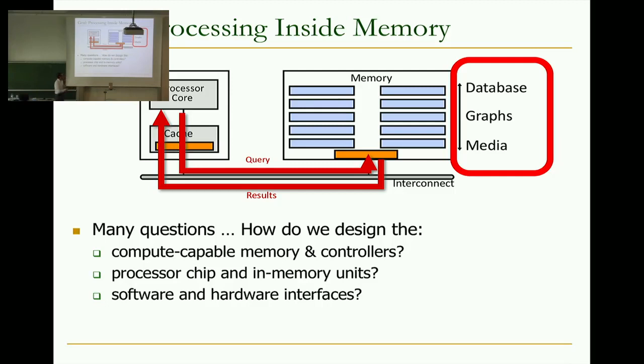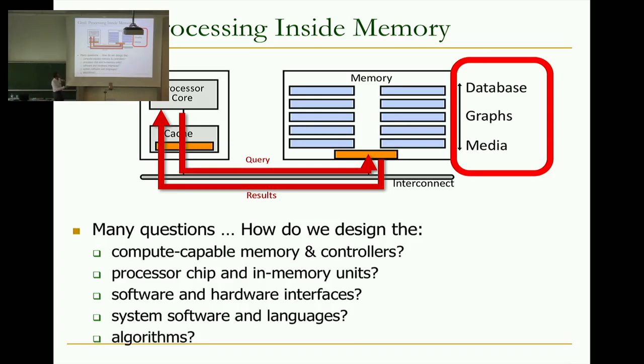On top of this, how do we design the system software and languages? Because you need to be able to write code and say that this should be executed in memory, potentially. Or someone designs compilers that are intelligent, that take your code and ship the code to memory. We don't have any of that today. And on top of that, maybe if you have computation capability over here, your algorithms need to change. And I actually believe that your algorithms need to change if you want to take advantage of memory. And I'll give you some examples later on.